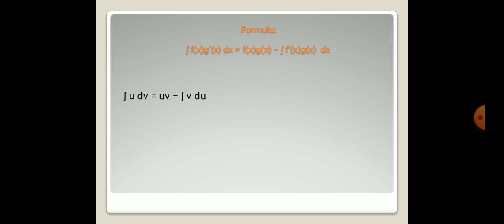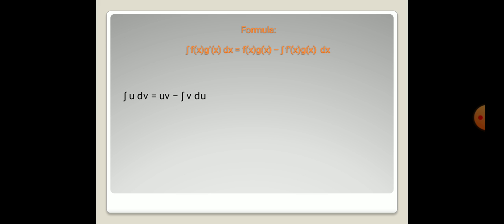Basically, if you have two functions multiplied together and you don't know how to find the antiderivative, the integration by parts formula transforms the antiderivative of the functions into a different form so that it's easier to simplify. So here's the formula. The integral of f of x g prime of x dx is equal to f of x g of x minus the integral of f prime of x g of x dx.